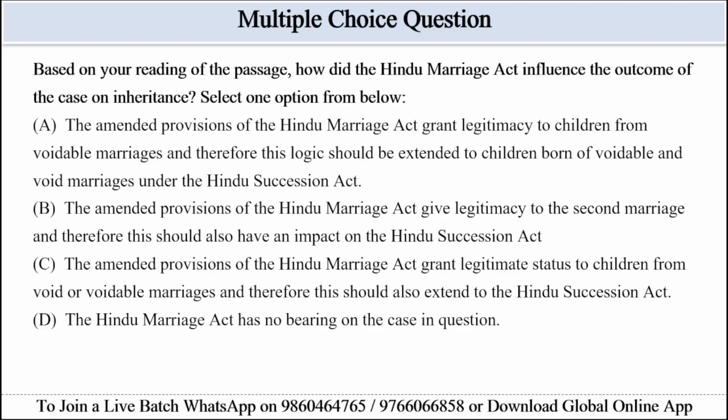Option C, the amended provisions of a Hindu Marriage Act grant legitimate status to children from void or voidable marriages, and therefore this should also extend to the Hindu Succession Act. So this one is correct because it matches with the passage. In case of option D, the Hindu Marriage Act has no bearing on the case in question. So this one is wrong as it is the basis of the ruling. Hence, option C, the amended provisions of Hindu Marriage Act grant legitimate status to children from void or voidable marriages, and therefore this should also extend to the Hindu Succession Act.